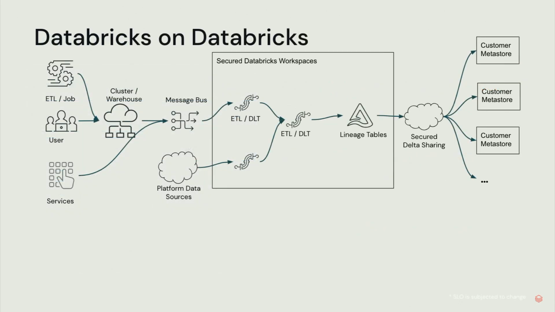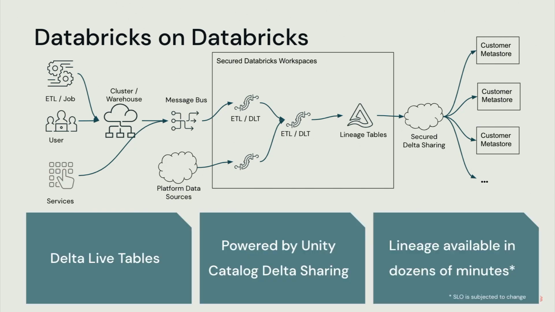As an engineer, I cannot help but share some technical details on how it works. Basically, it is Databricks on Databricks. We use Databricks' own technology to provide the Delta tables to our customers. We leverage Delta Live Tables to process the data, and the data is stored in secure Databricks workspaces, powered by Unity Catalog data sharing. And the lineage will be available within dozens of minutes.